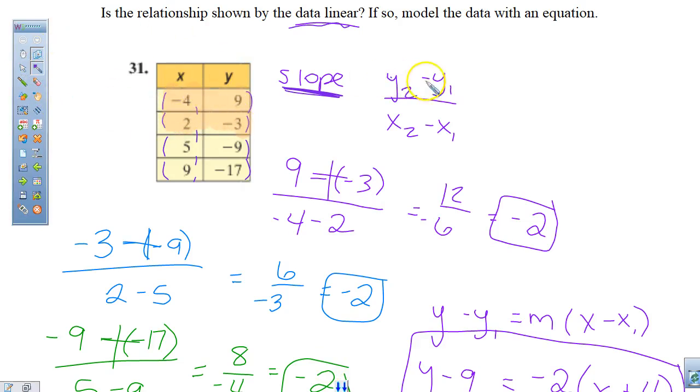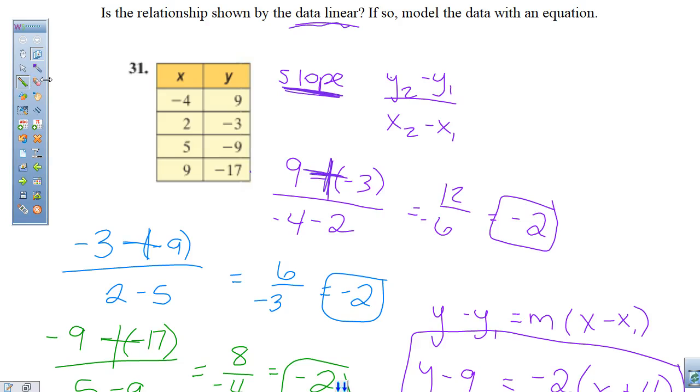And I have to do y2 minus y1. So I'm going to do 9 minus a negative 3. 9 minus a negative 3, you can see I already did that giant plus sign. Added them together and I did 12. Now because I started with the 9 and I took away that negative 3, I have to start with the negative 4 and take away the 2. So negative 4 minus 2 is negative 6. 12 divided by negative 6 is negative 2. So right now, using that first set of points, I'm getting a slope of negative 2.